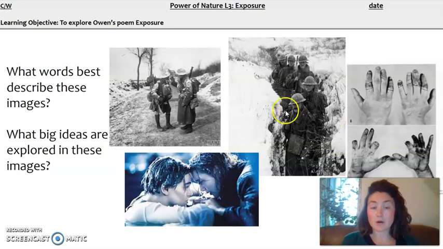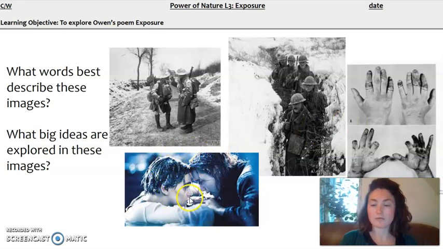Perhaps you noticed the cold and snow. The soldiers are exposed to the cold weather. Perhaps you thought about how the hands may have been affected by cold. This is an actual image of frostbite, so the effects of extreme cold on the body. And then in the Titanic, this scene depicts the moment when Rose loses her lover Jack as he freezes to death in the Atlantic Ocean. So this is exposure.